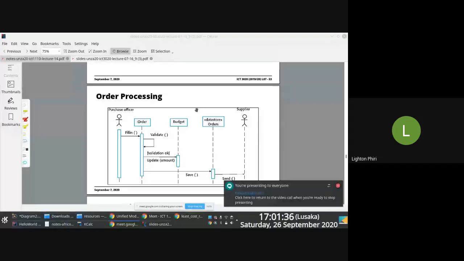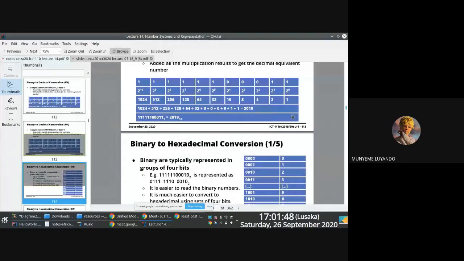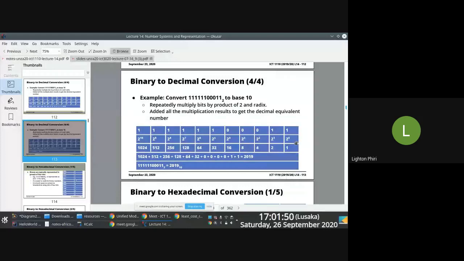Just a quick question. Can you hear me and can you see my screen? Yes, we can hear you. Can you see my screen? Yes. Can you see my screen? Yes, sir.